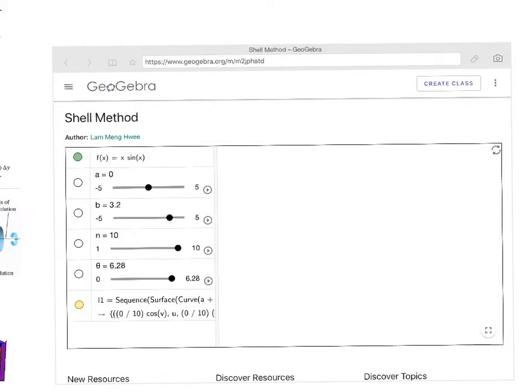Now, this gets a little challenging with the washer method in some cases, so we need another way. What we're going to do is think about this not filled with discs or washers, but filled with these rings, these cylinder rings that are the lateral face or the vertical face of a cylinder.